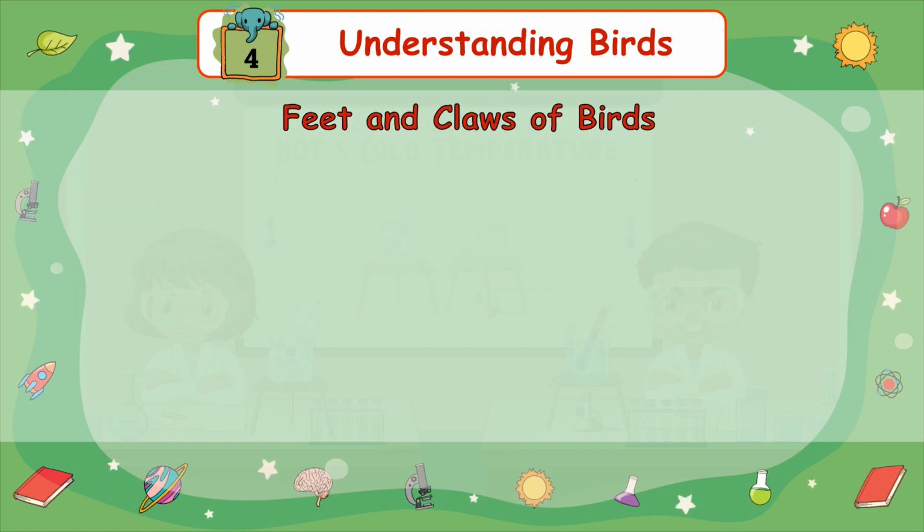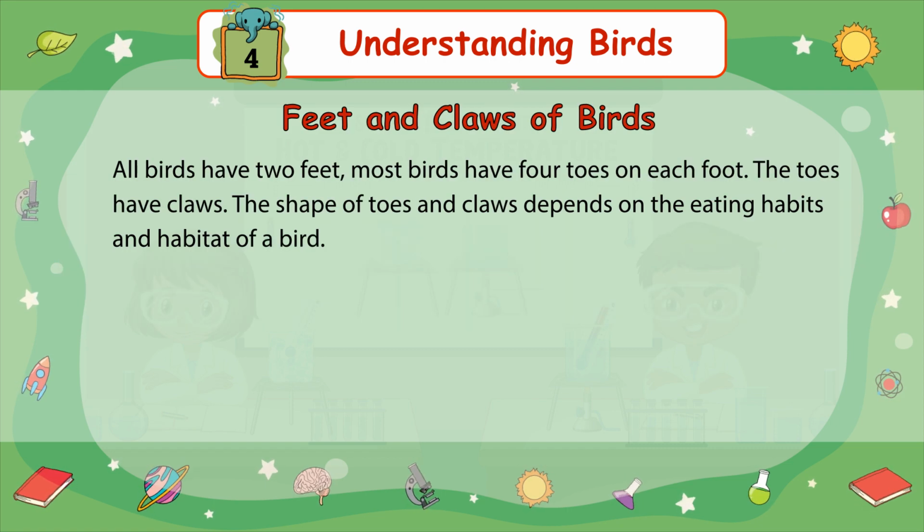Feet and claws of birds. All birds have 2 feet. Most birds have 4 toes on each foot. The toes have claws. The shape of toes and claws depends on the eating habits and habitat of the bird.